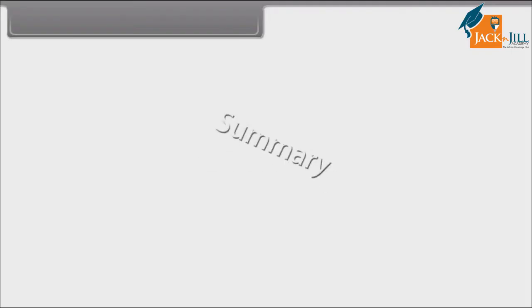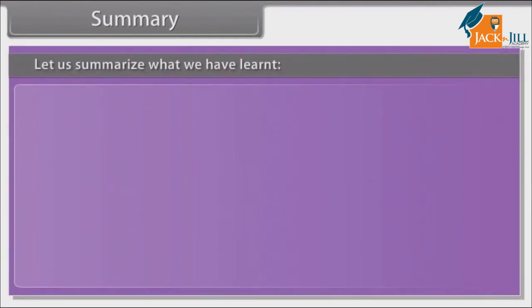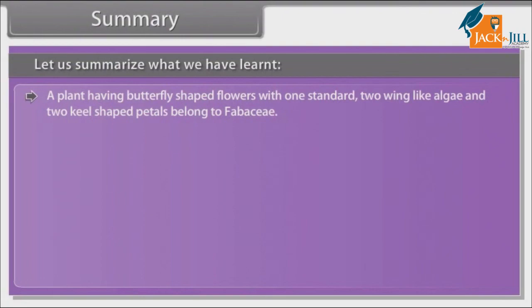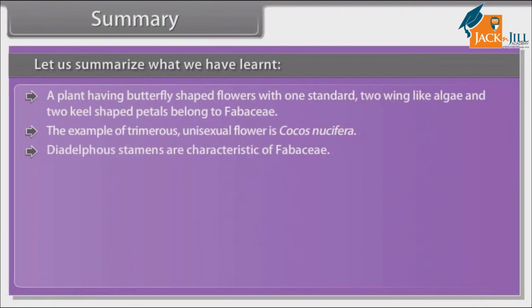Summary. Let us summarize what we have learned. A plant having butterfly-shaped flowers with one standard, two wings and two keel-shaped petals belongs to Fabaceae. The example of a trimerous, unisexual flower is Cocos nucifera. Diadelphous stamens are characteristic of Fabaceae.